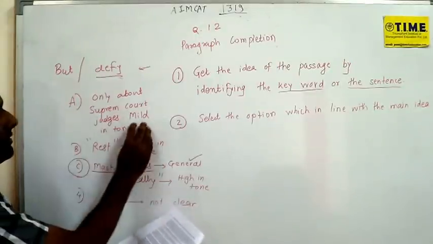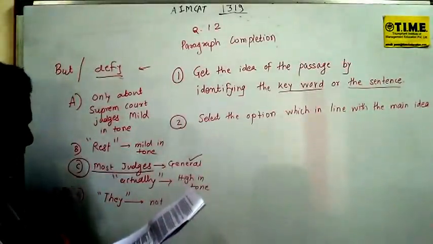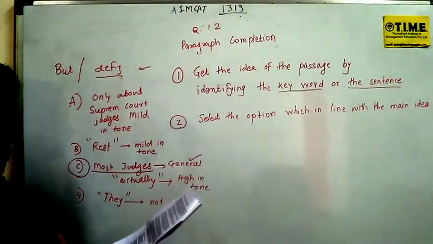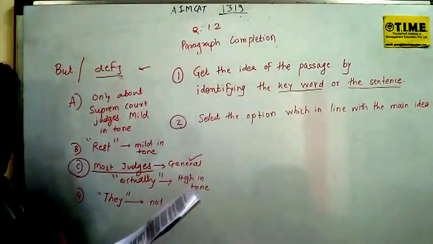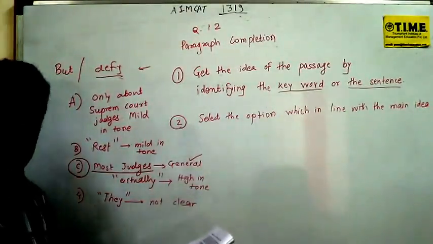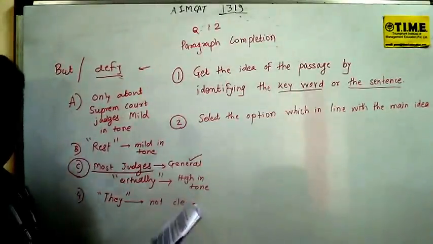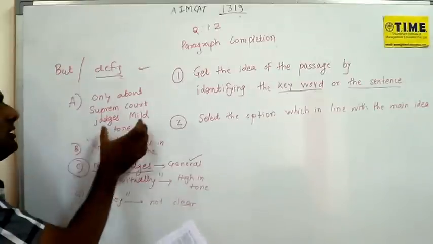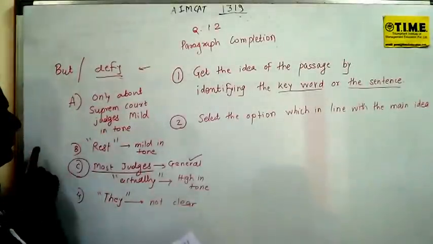In addition to this, the tone is mild. Why? How are they rejecting? They are saying they should not be judged by the hours they spend in the courtroom. So they are simply saying they should not be judged by the hours. But it is not said on what basis they should be judged. They are saying on what basis they should not be judged, but they are not saying on what basis they should be judged. So it is mild in tone. So for two reasons, the first option is eliminated.